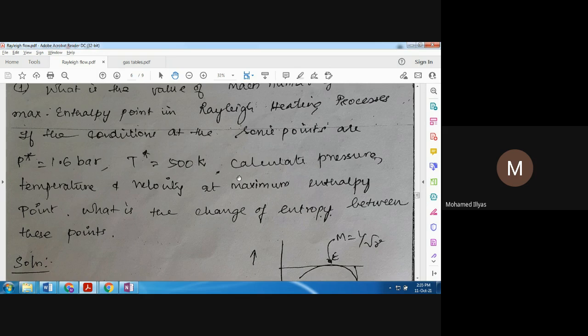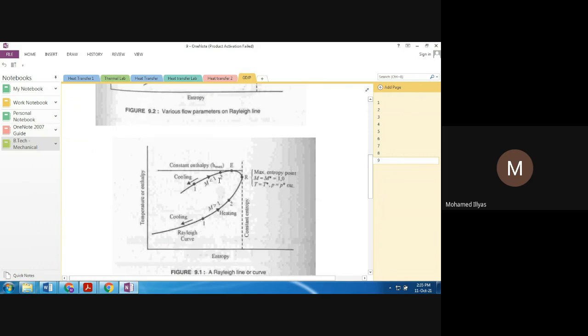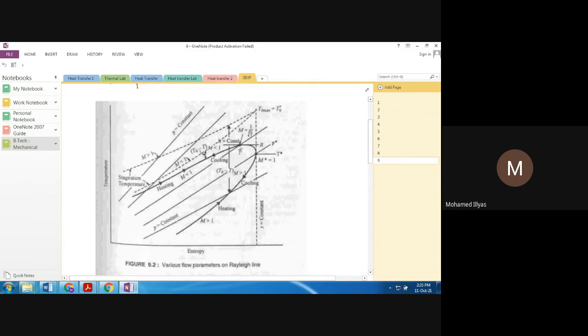change in entropy. So in our theory part, we have seen that there are three limiting states. One is for the entire flow process, M equal to 1. Another one is for the increase in heat transfer, that is the stagnation temperature. Another one is the increase in static temperature. This diagram you can understand. This point E refers to the limiting state for the increase in static temperature. That has been found as M equal to 1 by root gamma. So if I substitute the given gamma value here, I'll get that Mach number there.